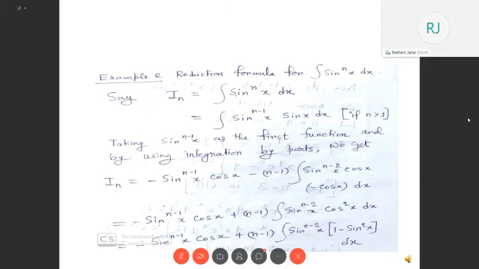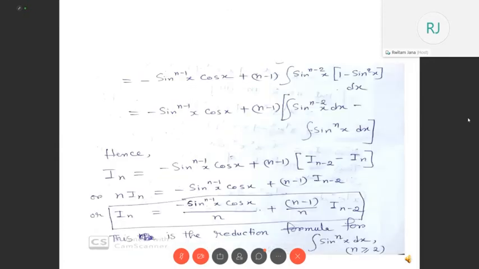So what is your question? Tell me. You are taking n greater than 1, should it be n greater than or equal to 1? If n is greater than or equal to 1, forget about this: the integral of sine to the power n minus 1 x sine x dx. Now you use integration by parts. In the final step you see there is a term called I suffix n minus 2, right?